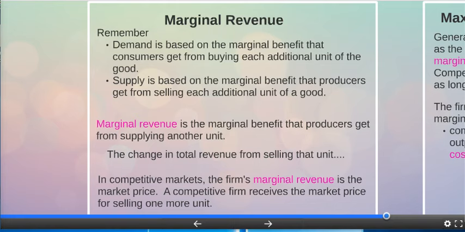Okay, marginal revenue is what they're looking for. Marginal revenue is the change in total revenue from selling that unit. So in a competitive market, the firm's marginal revenue is the market price. A competitive firm receives the market price for selling one more unit.